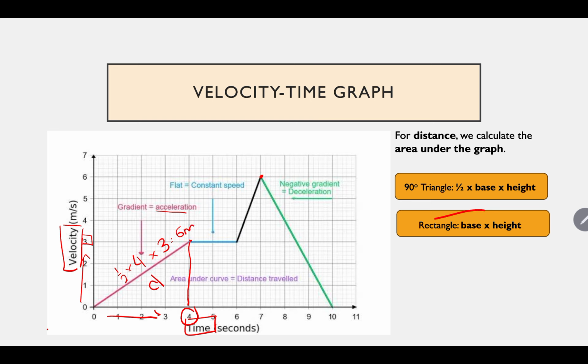My second law is for a rectangle. If I was asked to find the distance traveled from 4 to 6 seconds, this is a rectangle. I'll use the area of a rectangle, which is base times height. So here my base is 2, from 4 to 6, that's 2. And my height is 3. So 2 times 3, so my distance is 6 meters.